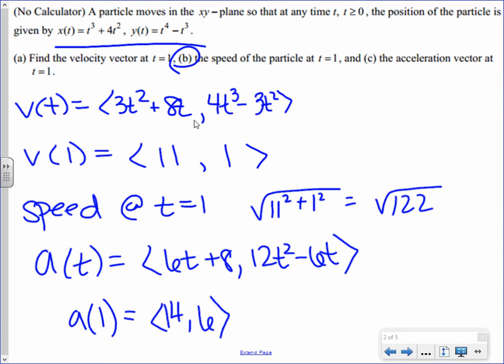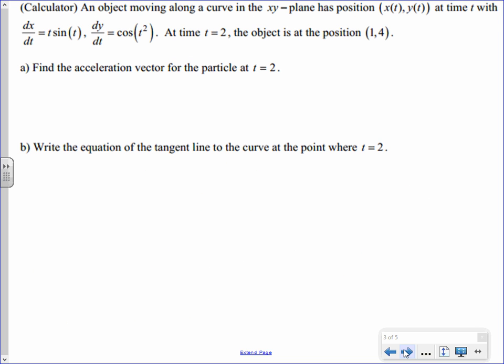I will tell you that on the AP Calculus BC test, there will be one free response question that is either parametric or what we do next semester, polar. One or the other. Okay, so let's look at another one.